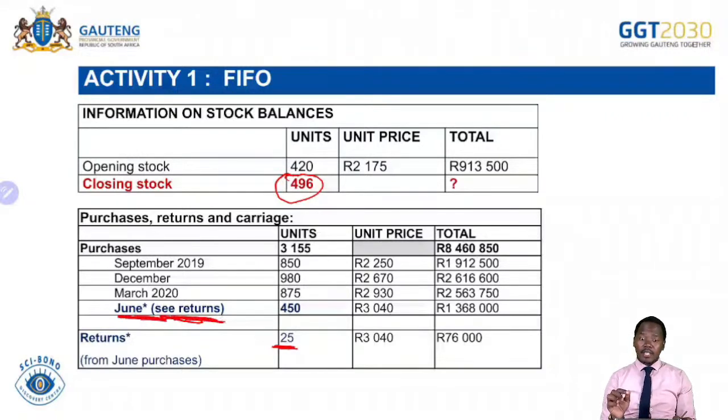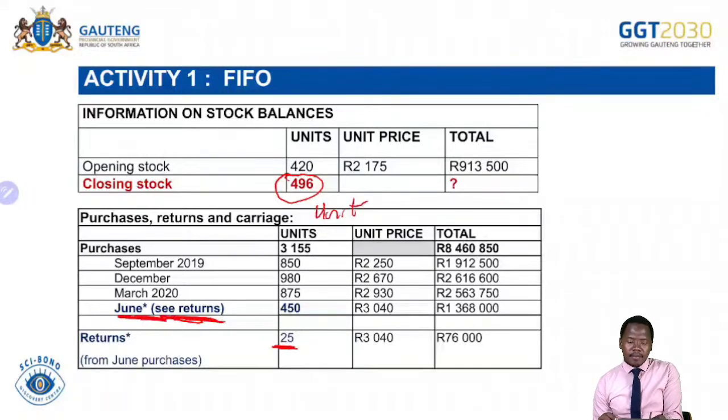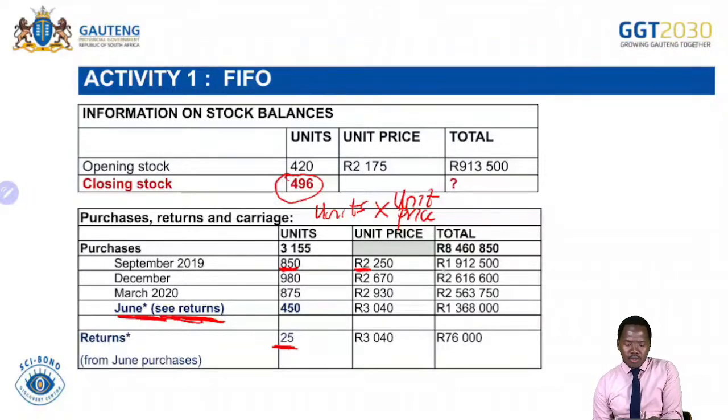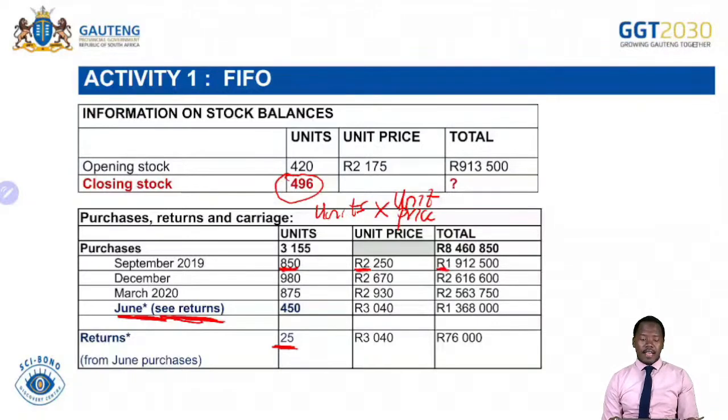I hope you know the answer, grade 12s. It says units multiplied by unit price. That is how we got the total. For example, grade 12, they said 850 units multiplied by 2,250 for them to get 1,912,500. I hope grade 12s we are clear there.